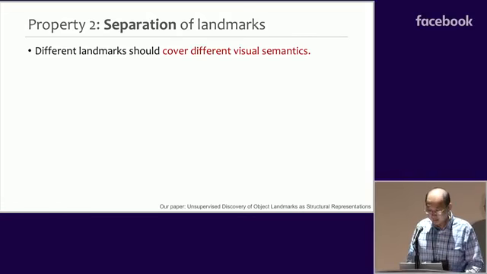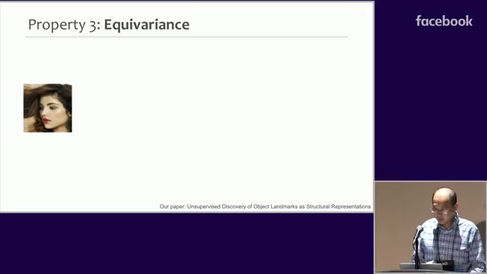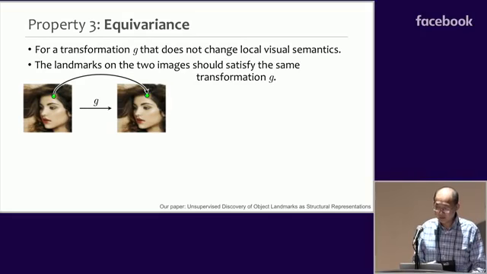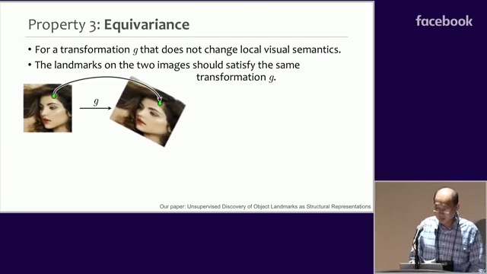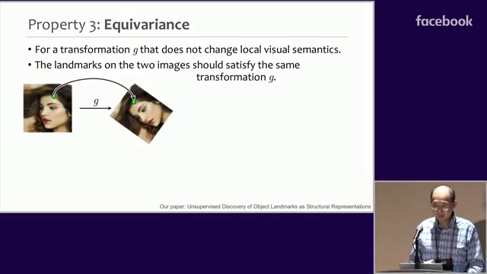Different landmarks are expected to localize different visual semantics. We penalize the model if the pairwise distances among landmarks are too small. The most important property of a landmark is to localize a visual semantic pattern stably. Suppose we have a transformation that is not destructive to the visual content. When it is applied to the image, the landmark should move accordingly to the same transformation. Only in this way, the landmark can localize the same pattern stably.